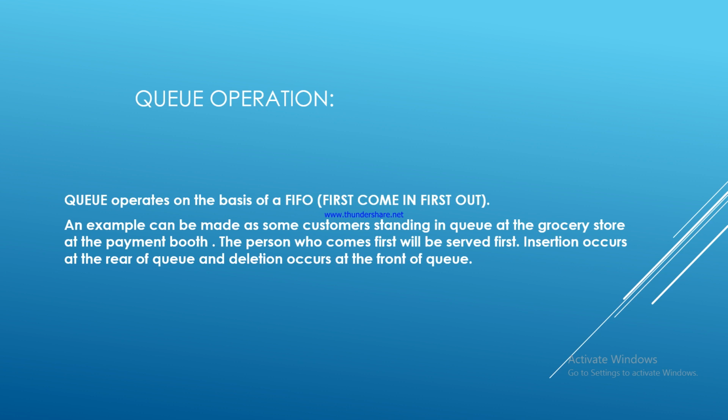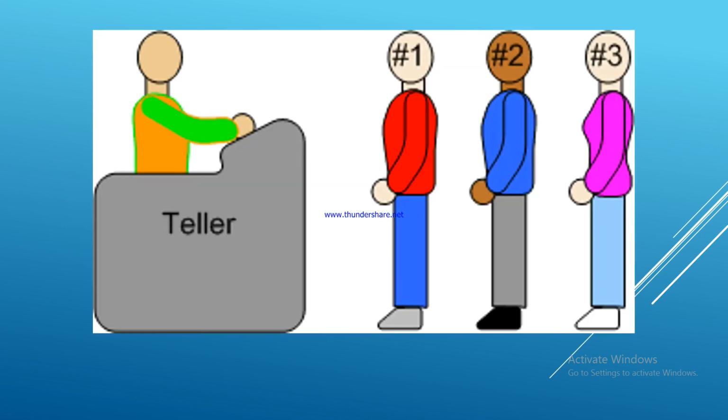An example can be a customer standing in a queue at the grocery store at the payment booth. The person who comes first will be served first. Insertion occurs at the rear of the queue while deletion occurs at the front of the queue. Here we can see an illustration of the queue.